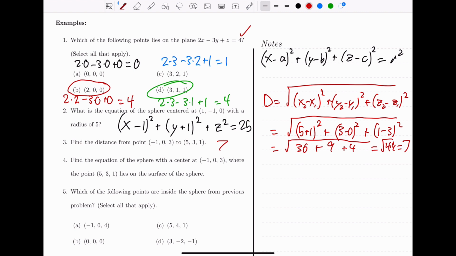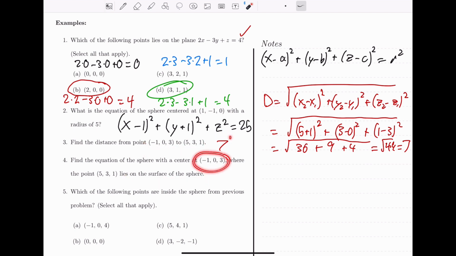Now take a look at example 4. Example 4 is going to be related to what we just did. We want to find the equation of the sphere with a center at (-1, 0, 3). That's a point that we worked with in the last example. And we know that the point (5, 3, 1) lies on the surface of the sphere. Well, how do we get an equation of a sphere that satisfies this? We don't have a radius here, or do we? We found the radius in the previous problem. The distance between these 2 points is 7. That's the radius of the sphere.